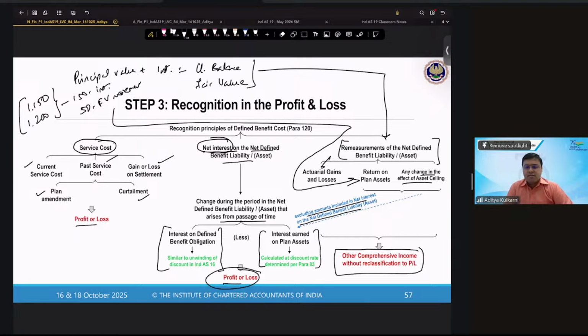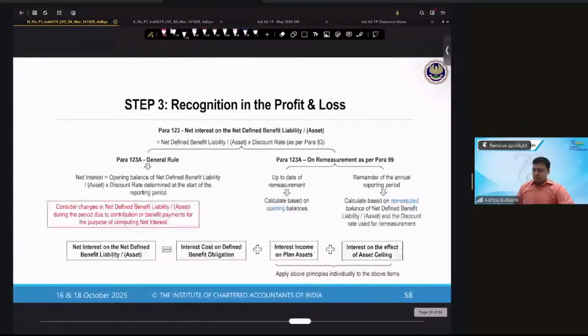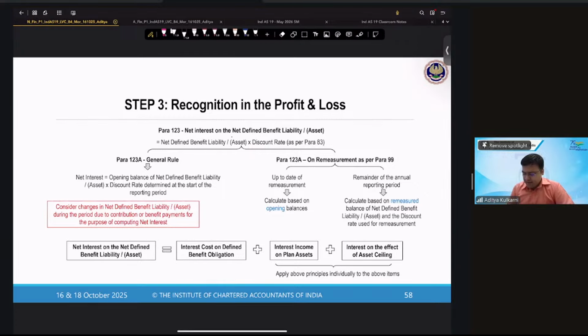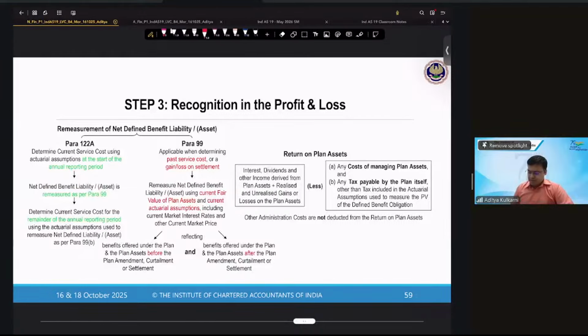Are we okay with this? Is it fine? Yes. Did you understand whatever we recognize in the P&L? All right, fine. This is the same thing. They have expanded net interest on defined benefit liability or asset. Read this. Okay. Fine. Remeasurement of net defined benefit liability.